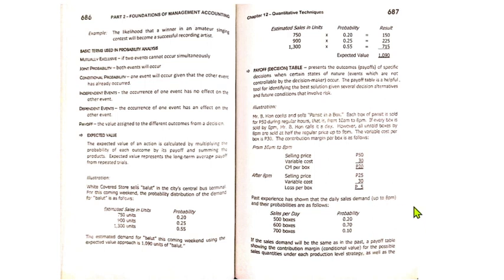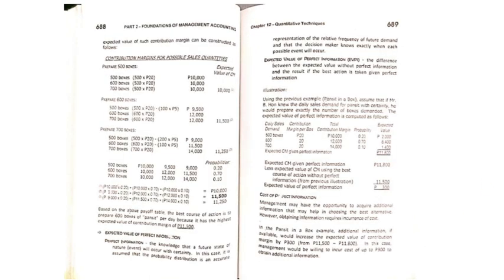So past experience has shown that the daily sales demand up to 8 p.m. and their probabilities are as follows. So sales per day mo dyan, 500, 600, 700, the probability is 0.2, 0.7, and 0.10. If the sales demand will be the same as in the past, a payoff table showing the contribution margin, conditional value for the possible sales quantities under each production level strategy, as well as the expected value of such contribution margin can be constructed as follows. Okay? Let us analyze first ito.